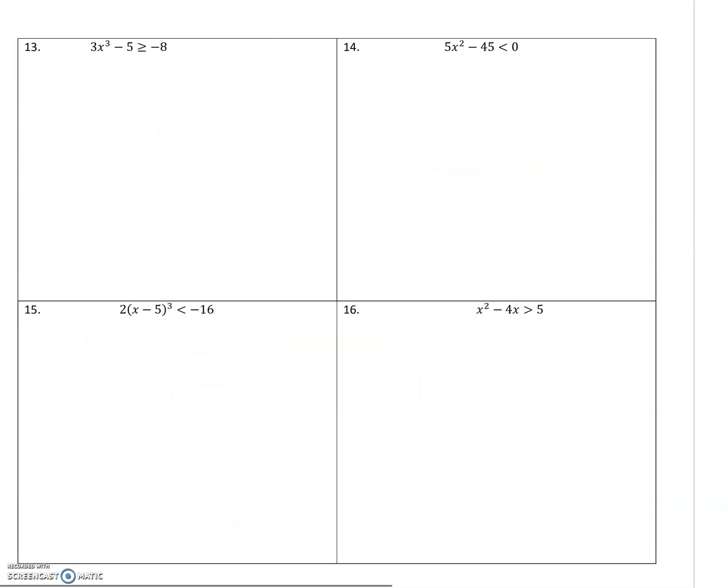All right, we're going to walk through 2 of the inequality problems. So I see alligators in all 4 problems, so I will be testing to see if my alligator is happy. And we're going to do 1 squared and we're going to do 1 cubic problem. So I'm going to be doing 15 and 16 with you.